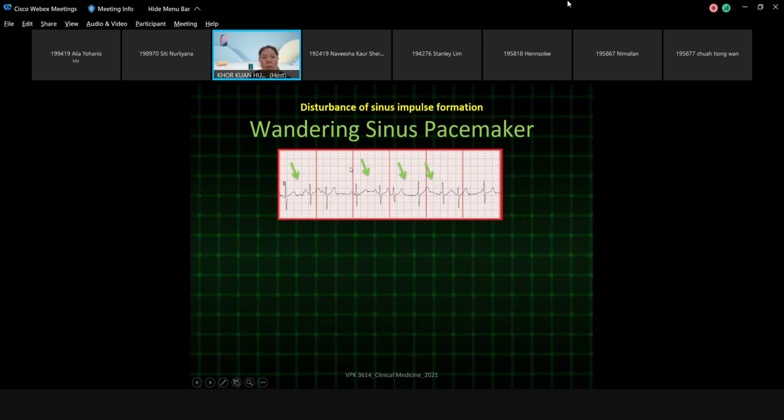Okay, so that's why when you look at the ECG trace, first thing, sing the PQRST song to find out where they are.